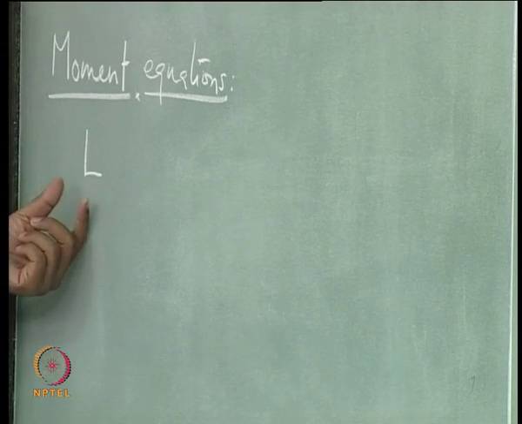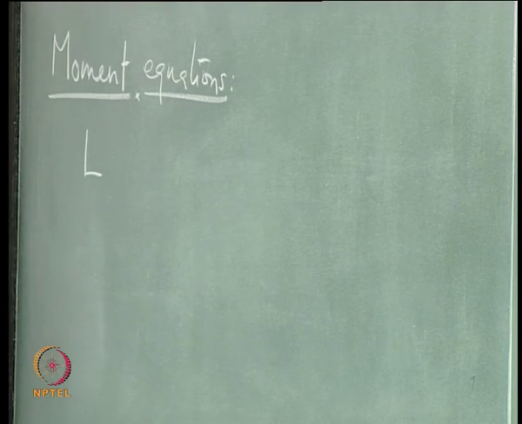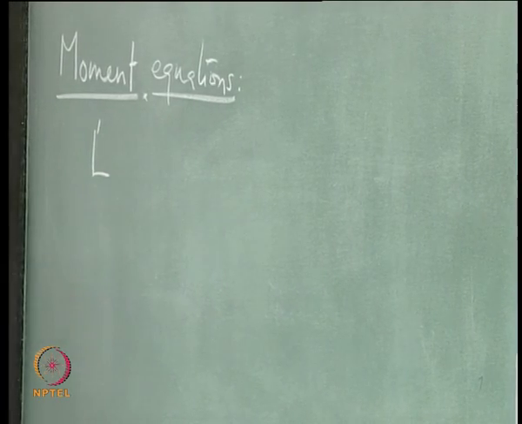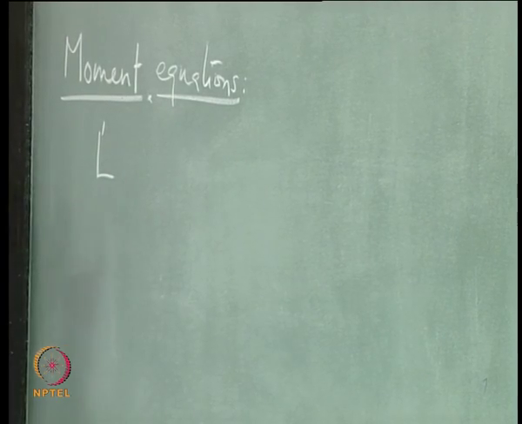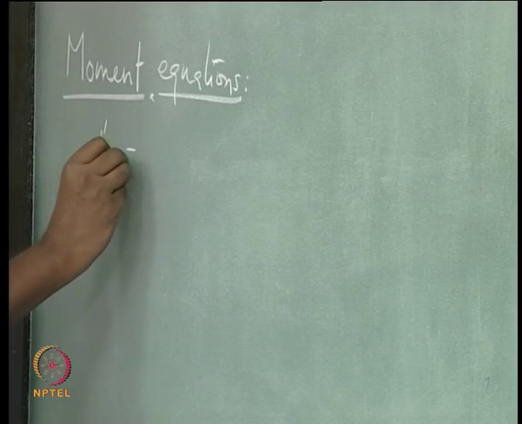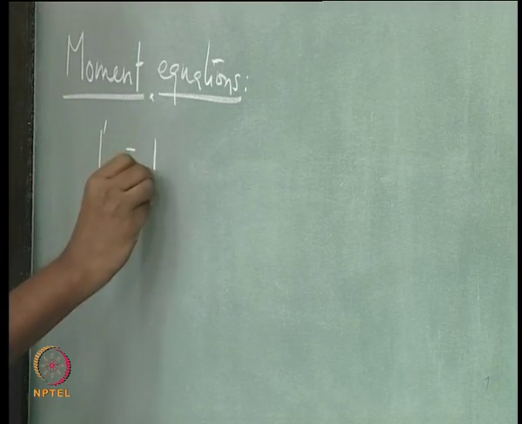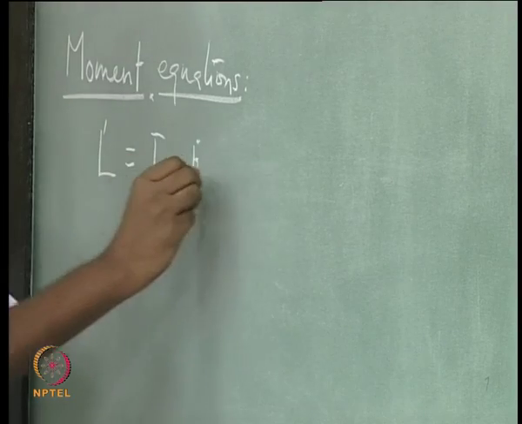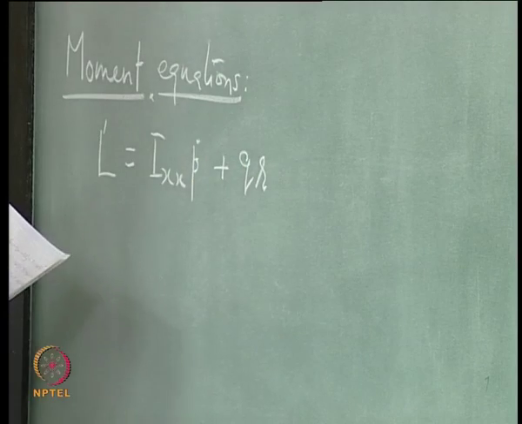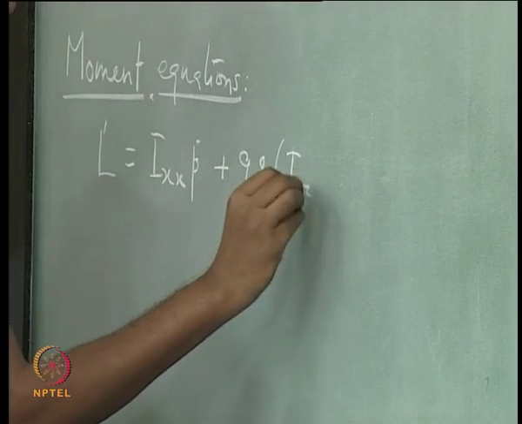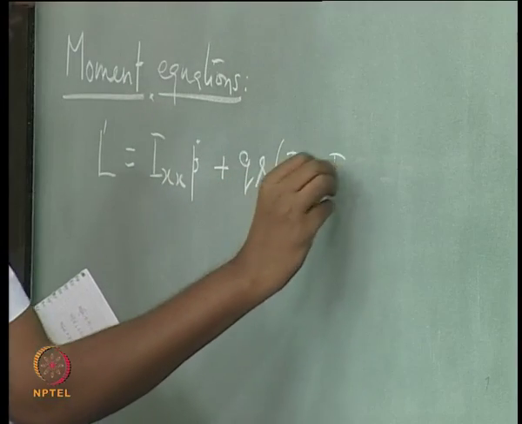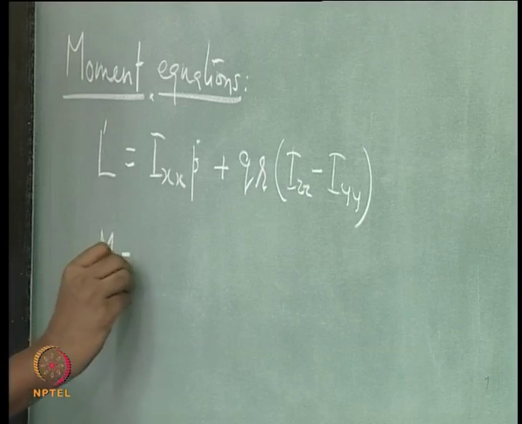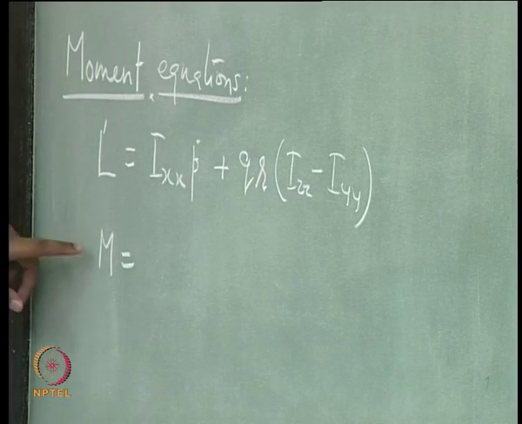So, this L is for rolling moment, right, all of you, and I thought I will just put a prime here for differentiating it with the lift. This m is for pitching moment.